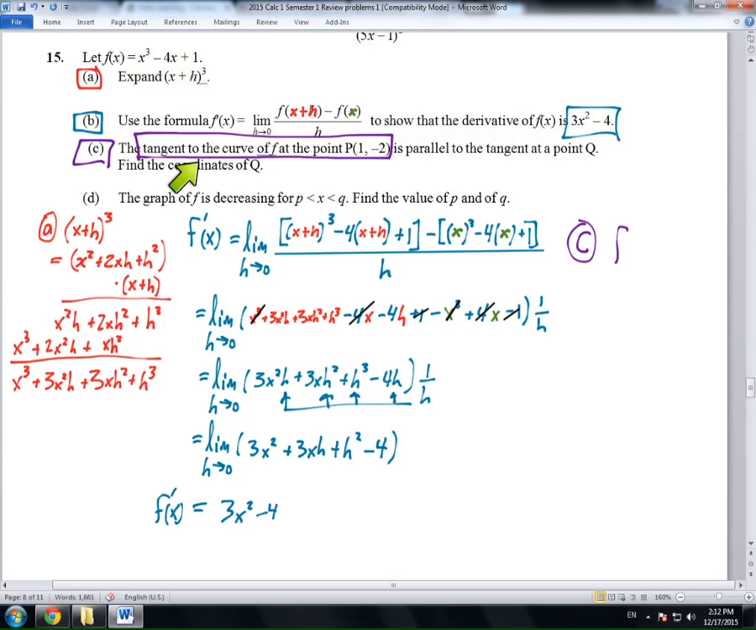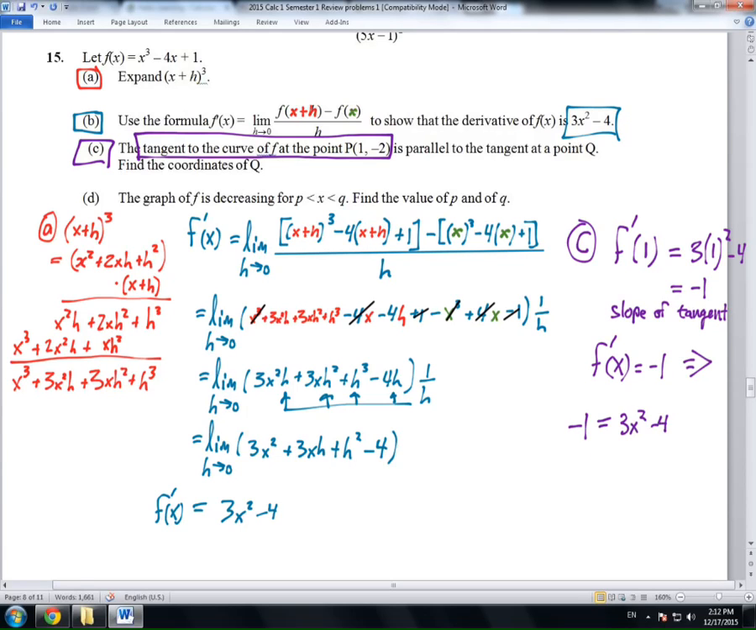It says that the tangent to the curve at (1, negative 2) is parallel to the tangent at point Q. In other words, this cubic polynomial is going to have a tangent line that's going to be parallel to another tangent line somewhere else. So, what do I know? I know that f prime of 1 is negative 1. Why does that matter? Well, the line I'm looking for is parallel, which means the line I'm looking for has a slope of negative 1.